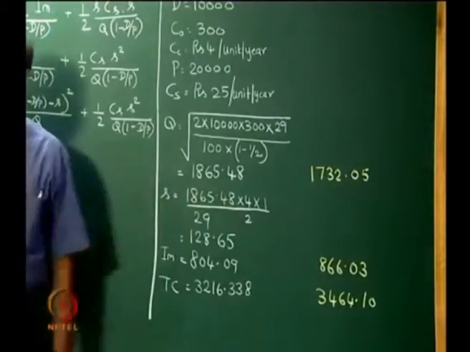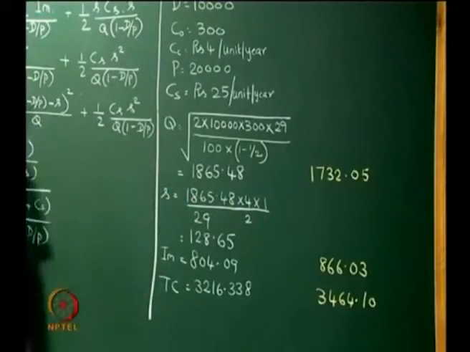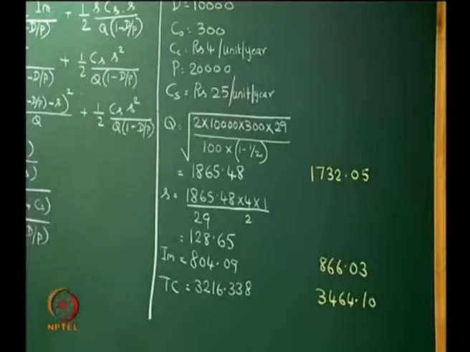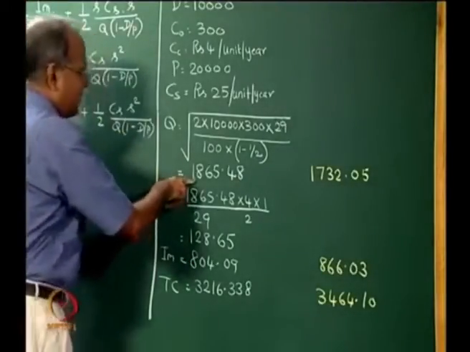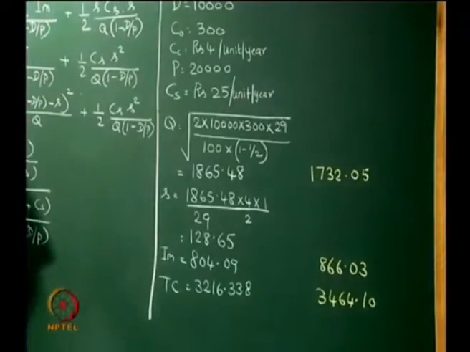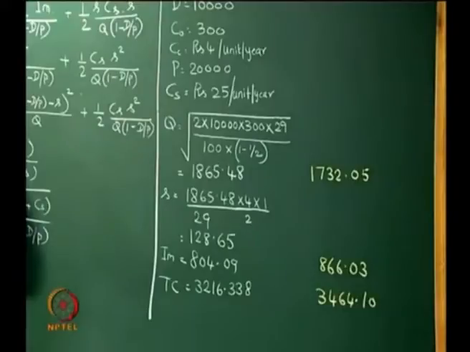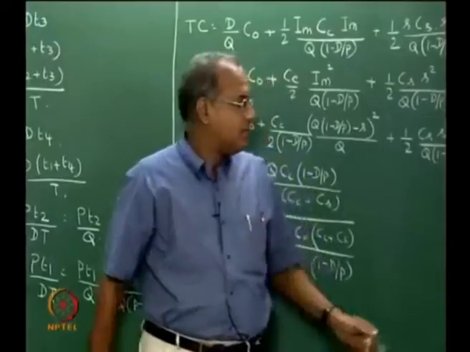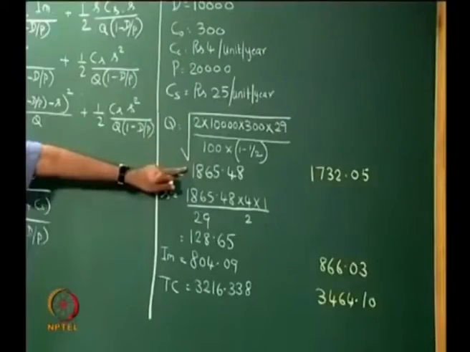So, the cost comes down. Now, what happens to the total production quantity per cycle? When we allow back ordering, the quantity that we produce is 1865.48. So, for the same annual demand, T, which is the cycle, becomes smaller because this quantity is higher.